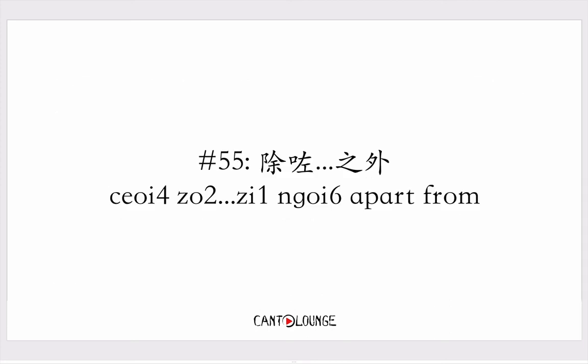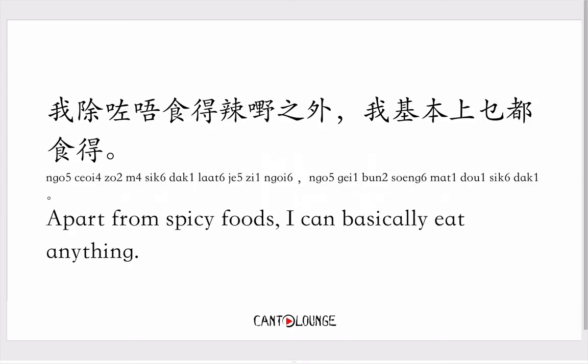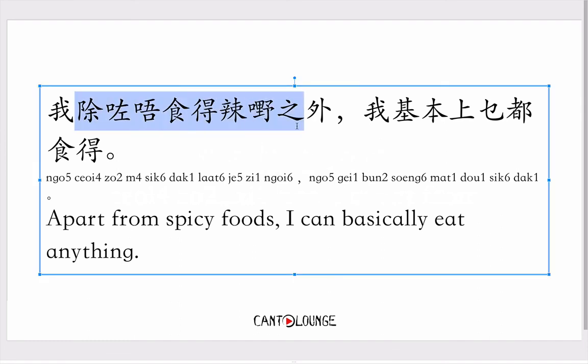So moving on. 除咗 something 之外, apart from. So we have again a very generic example. 我除咗唔食得辣之外, so this is a sandwich construct. So apart from I, 唔食得辣嘢, cannot eat spicy foods, 我基本上, I basically, 乜都食得, can eat anything.